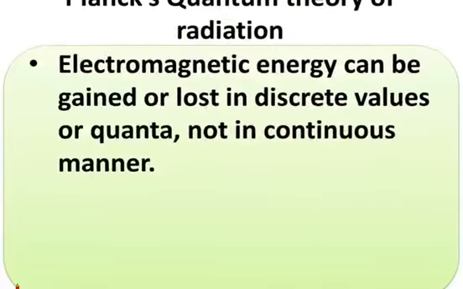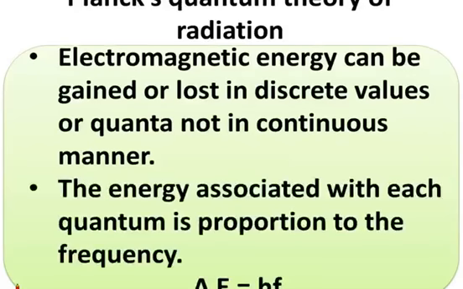So to sum up what we learned today, Planck's quantum theory of radiation states that electromagnetic energy can be gained or lost in discrete values or quanta, not in continuous manner. And we say energy emitted or absorbed is quantized. Also, the energy associated with each quantum is proportional to frequency. That is, delta E is equal to hf, where h is Planck's constant, and f is the frequency of radiation.